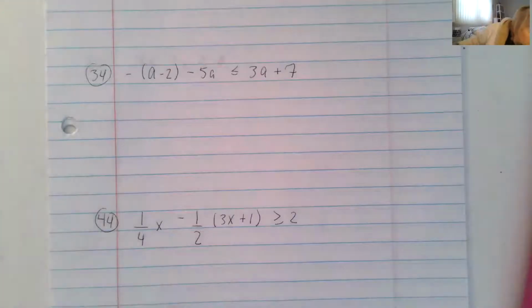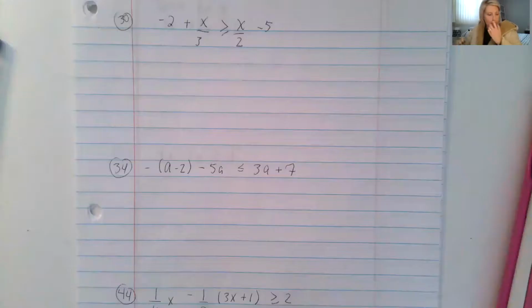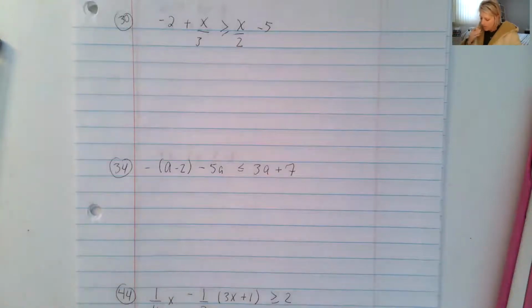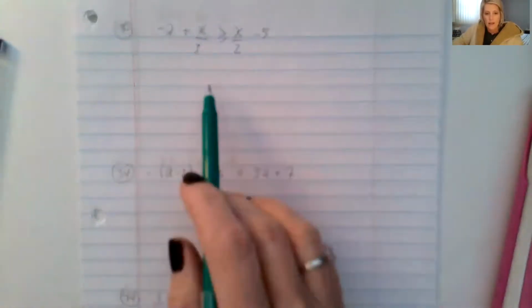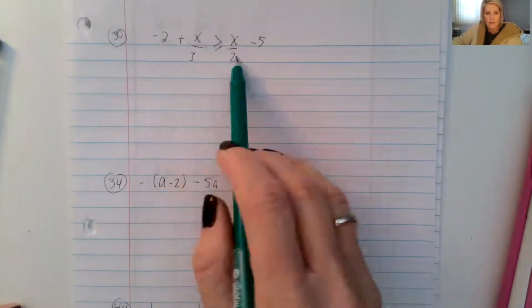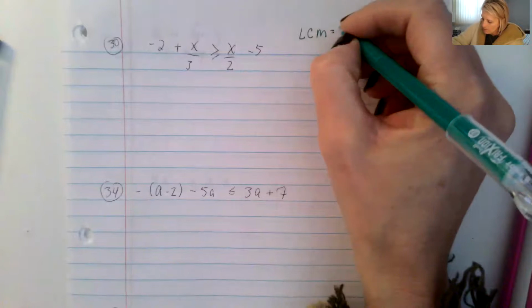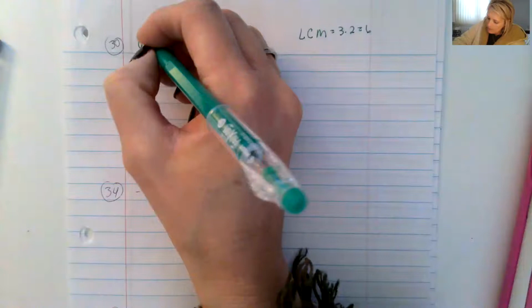So let's look at the next page. I'd like to look at problems 30, 34, and 44. 30, 34, and 44. And 30 has some fractions involved. And so to eliminate the fraction, I say we multiply through by the least common denominator, the least common multiple, which would be 3 times 2 or 6. So we're going to multiply every term by 6.